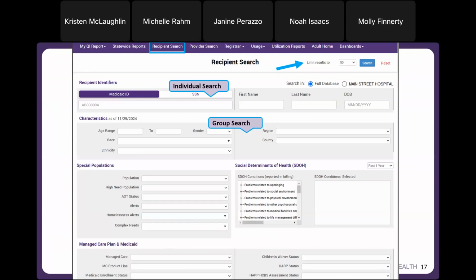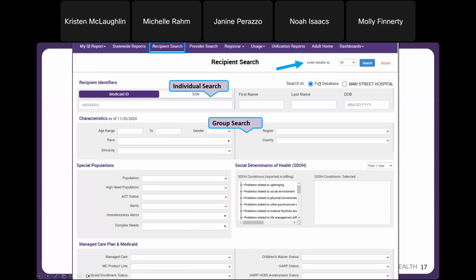All right, so now let's take a look at the screen that we're seeing here. Up at the top, you're seeing individual search. This top box is what you would use to look up one individual person. So if you had their Medicaid ID or their Social Security number, that unique identifier, or if you want to search by a combination of their name and date of birth.